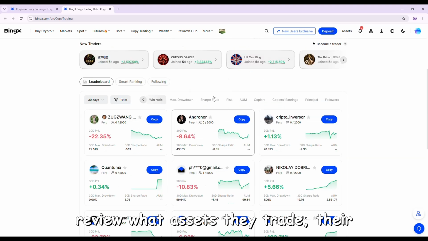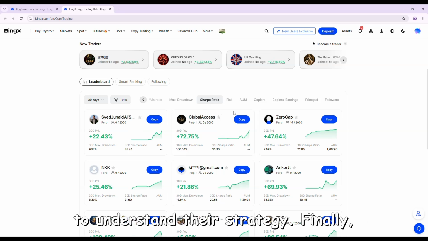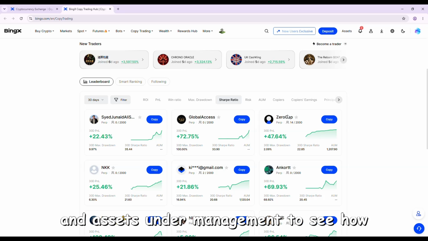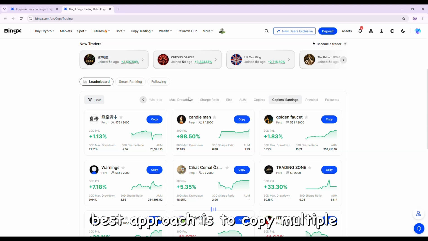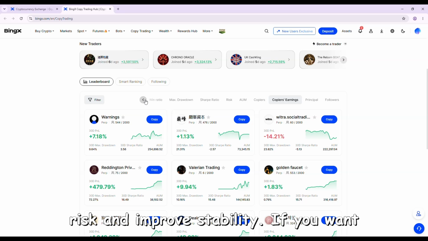Also review what assets they trade, their trading style, holding time, and frequency to understand their strategy. Finally, look at copier stats like active copiers and assets under management to see how much trust they have from others. The best approach is to copy multiple traders instead of just one to reduce risk and improve stability.